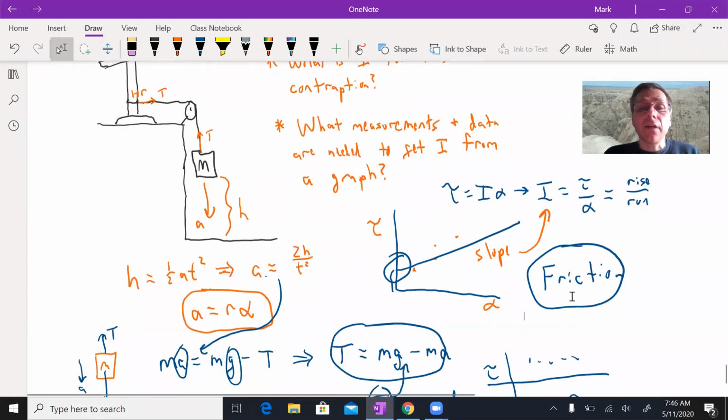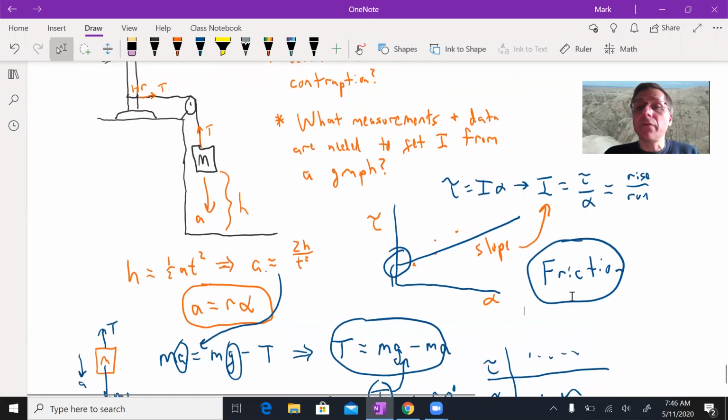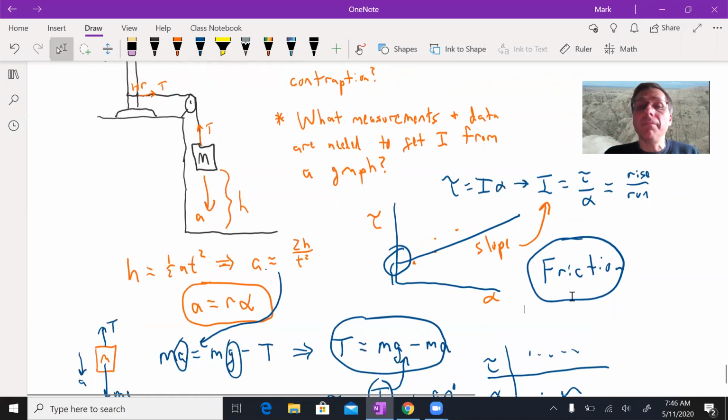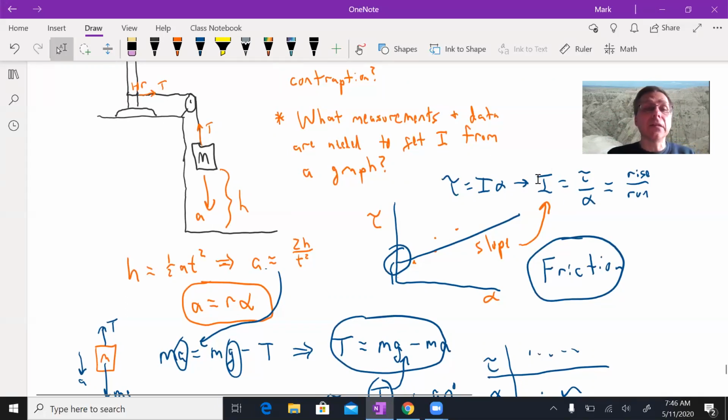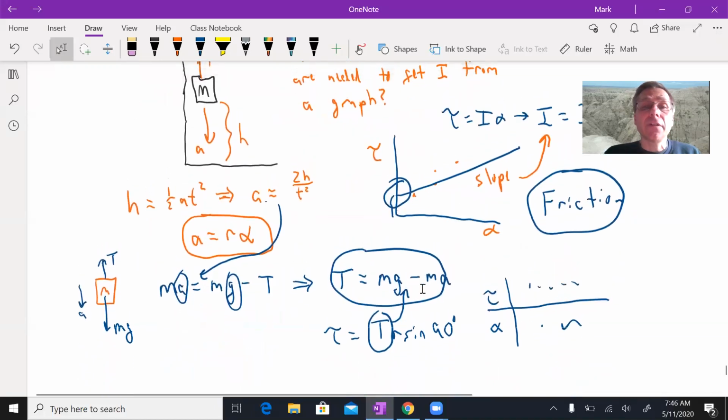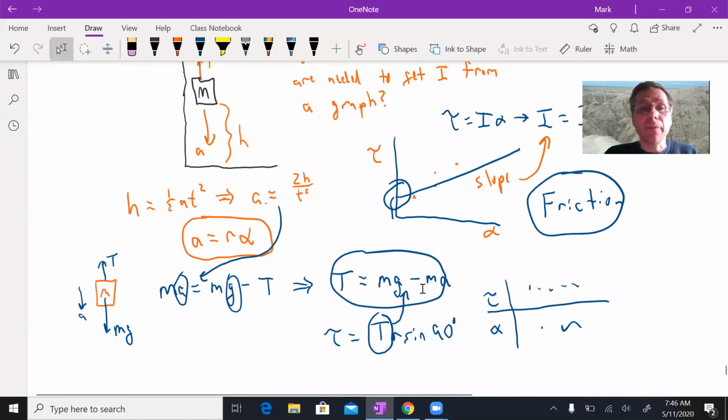I hope this helps. This is pretty typical of lab-based problems. We're usually looking for graphs, which means you have to find a little expression from basic ideas, where the slope of that graph will tell you the result that you're after. In this case, we've got some kinematics and some rotational dynamics, Newton's laws that we have to use, but it's doable once we think it through.